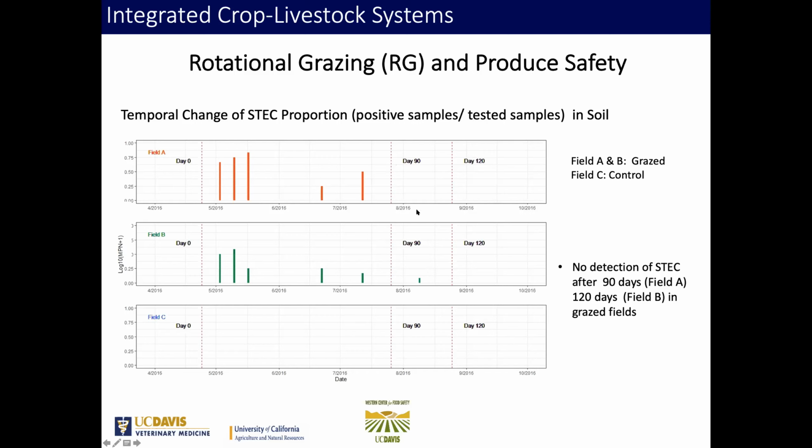And overall what we saw is a decrease of generic E. coli by 90 and 120 days, with no statistical difference between the grazed fields and the control. And after the 90 days, only a small percentage of the soil samples were positive for STEC.